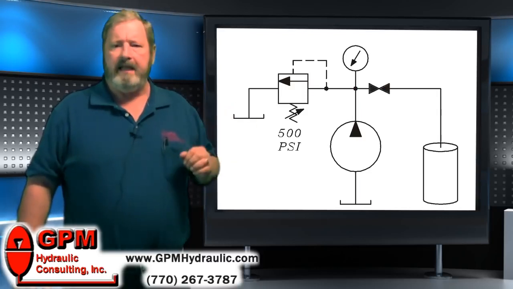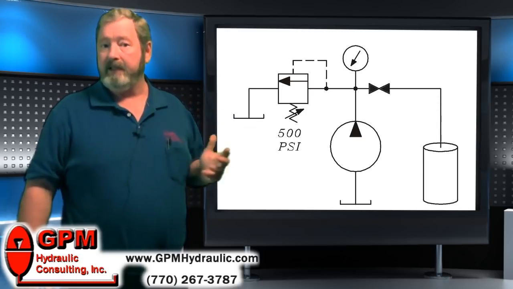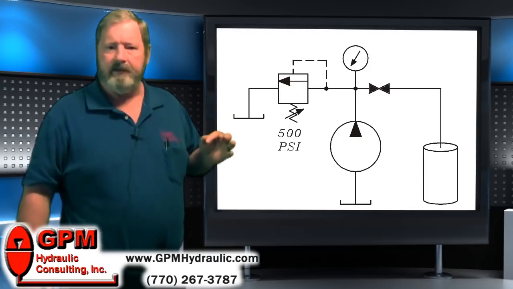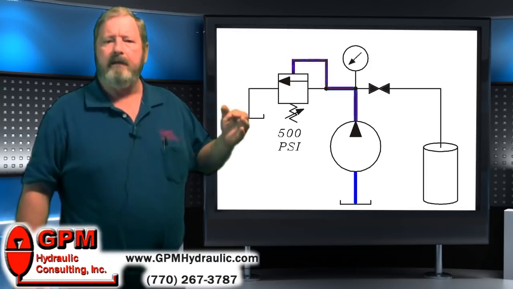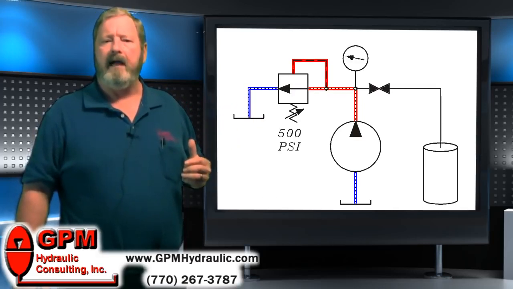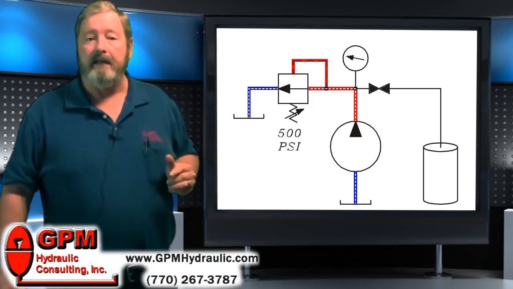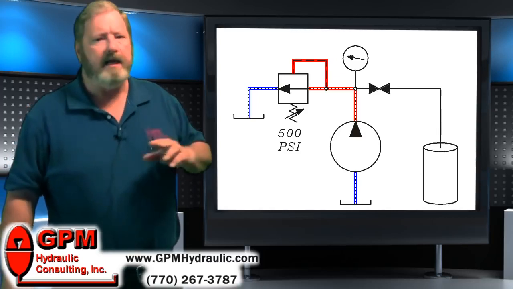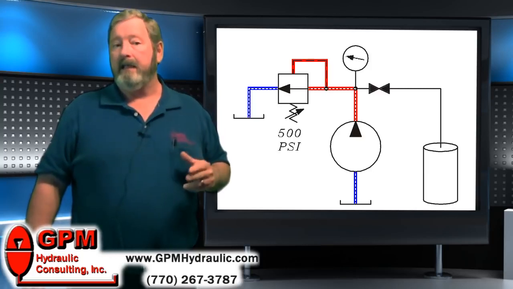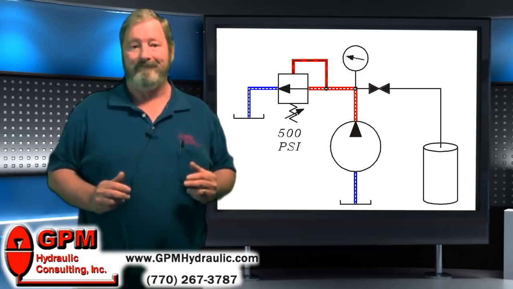Now, if I close the hand valve, now I've blocked off my no resistance flow path. There is no flow path except through the relief valve. What's going to happen now? Well, when I turn the pump on, pressure is going to build. Once it gets to 500 psi, it will go through the relief valve and back to tank. What does my gauge read now? 500 psi. Like I said, what you're reading on a gauge is not the pressure the pump is putting out. What you're reading on the gauge is how much resistance is currently being overcome in the hydraulic system.